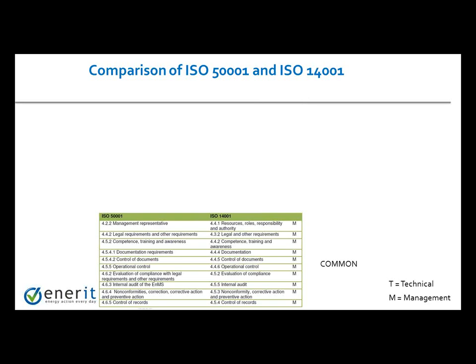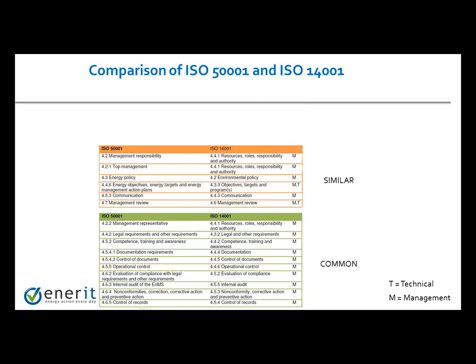I'm not going to go into the detail here, but you can see you have a lot of clauses that are what I would call common. The exact detail within them may not be the same, but there are common clauses around document requirements, control of documents, operational control aspects, management commitment and representatives, things like that. The M in the table here refers to management type aspects. If you think of the standard as having two different aspects, it has technical aspects and it has management system aspects. So all the common ones here are management aspects.